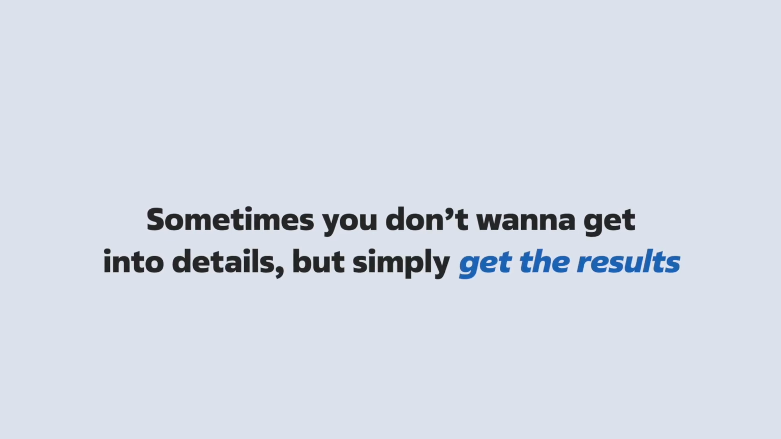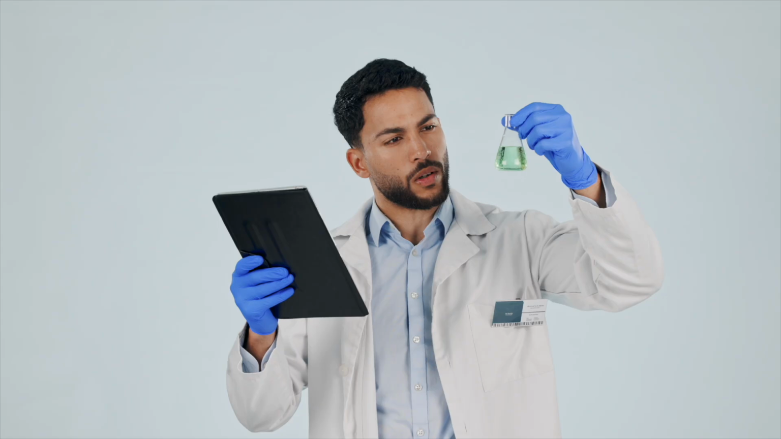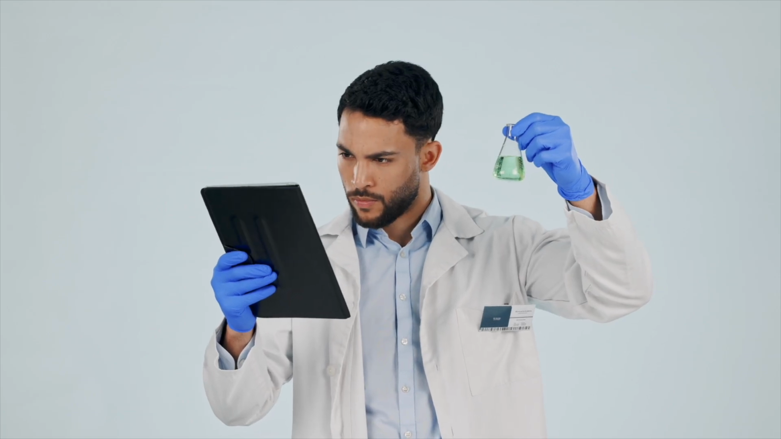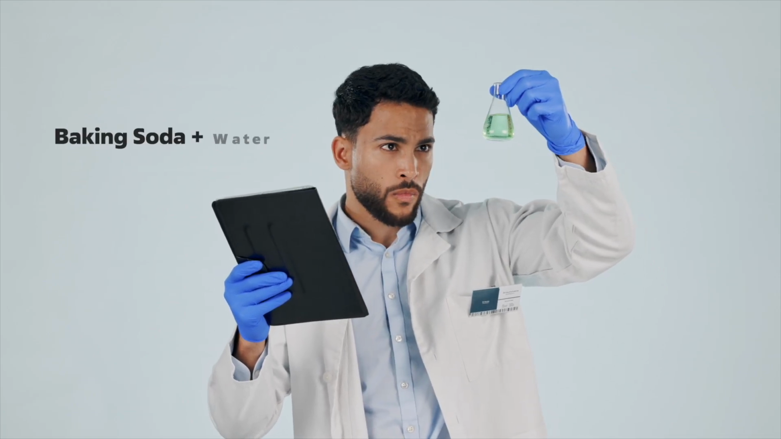The easiest digital product to sell is a checklist. Why? Well, it's a broad topic compressed into several pages. Sometimes you don't want to get into details, but simply want to get the results. For example, I don't want to know which chemical processes take place when I mix baking soda with water. I just want to get rid of a wine stain from my shirt.